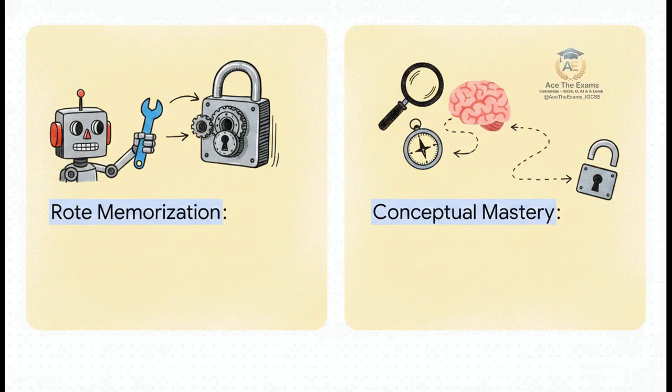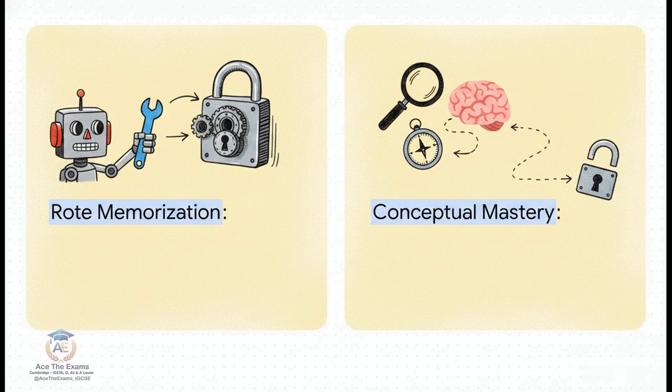Rote memorization is just isolated factual data inputs. It's like having a hammer and treating every single problem like a nail. You blindly calculate the dot product just because that's the only tool you remember, without even pausing to ask if it's the right tool for finding a perpendicular distance or point of intersection. Conceptual mastery, on the other hand, is exactly what Cambridge demands.